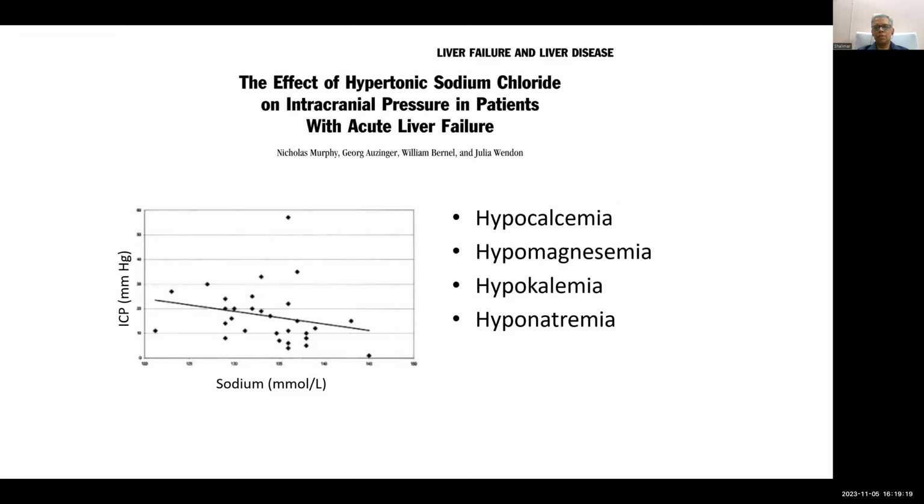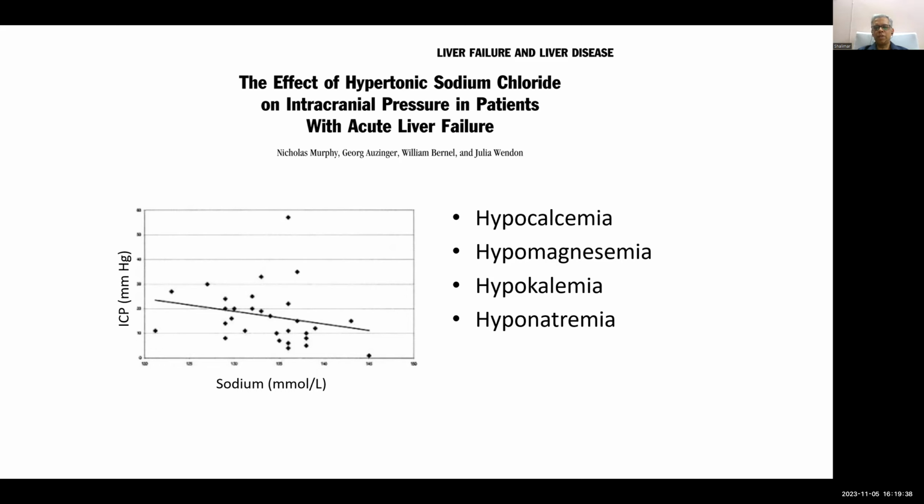In addition, you need to also take care of the other dyselectrolytemias which we talked about. For any critical disease, the principles of management remain the same as for any other critical patient. So you're going to take care of any hypocalcemia, hypomagnesemia, hypokalemia, or hyponatremia. You need to take care of that.